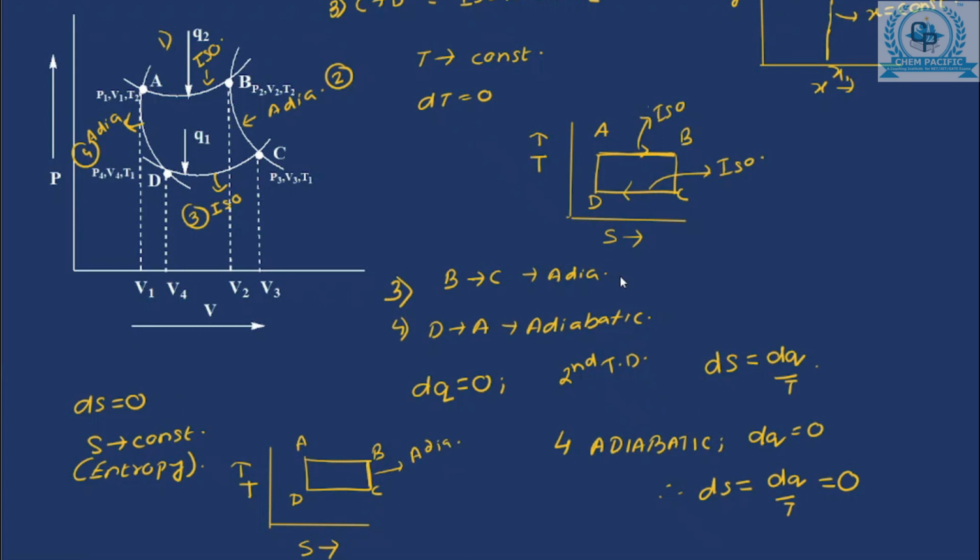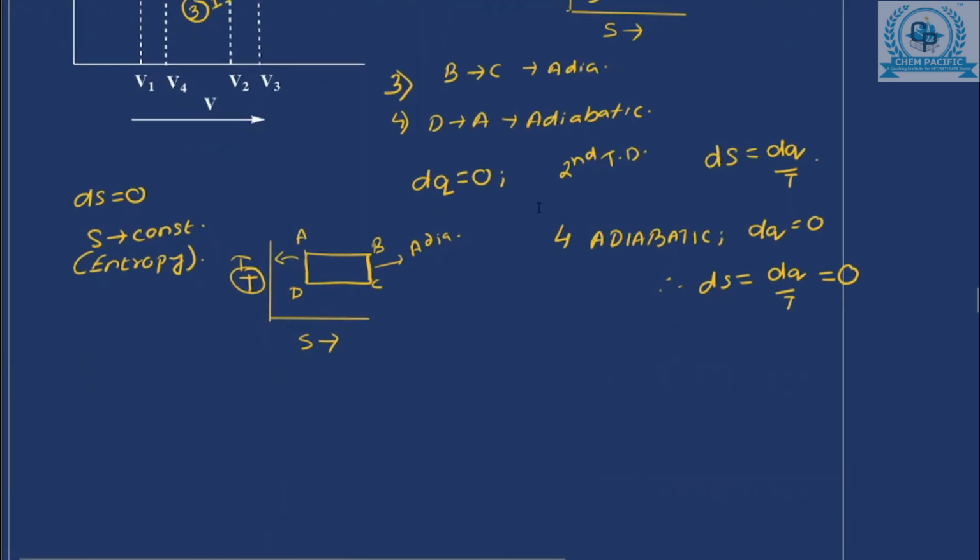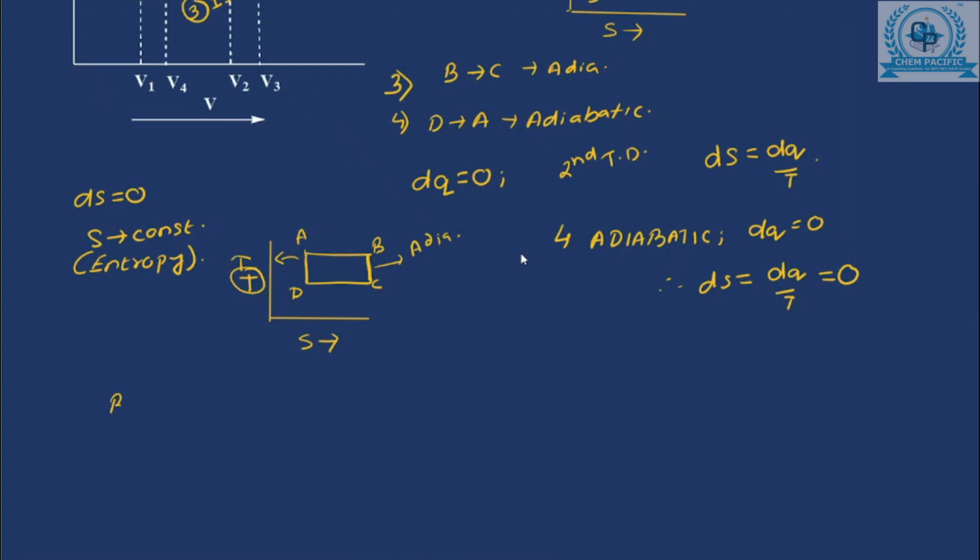So isentropic processes BC and DA are two parallel lines which are again parallel to the y-axis. In this case the y-axis is T. So these two are adiabatic processes and also isentropic processes. Therefore the steps B to C and D to A are isentropic processes, where the entropy is constant.